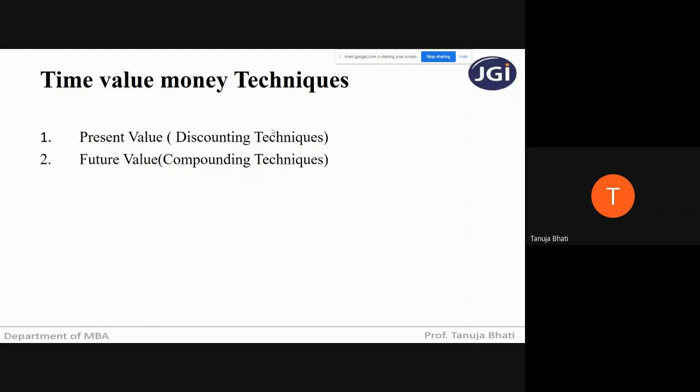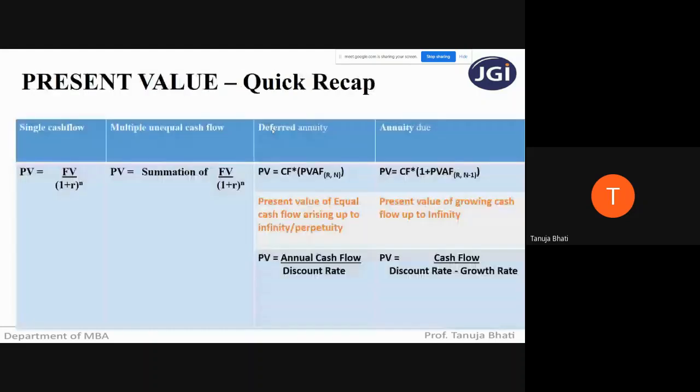And compounding interest rate, when do you use that technique? When you have to calculate the future value. So we can find out the present value with the help of the discounting technique and future value with the help of the compounding technique. Next, let us take a quick recap of present value before we proceed with these problems. In case of calculating the present value of a single cash flow, the formula is present value is equal to future value divided by (1 plus r) raised to n.